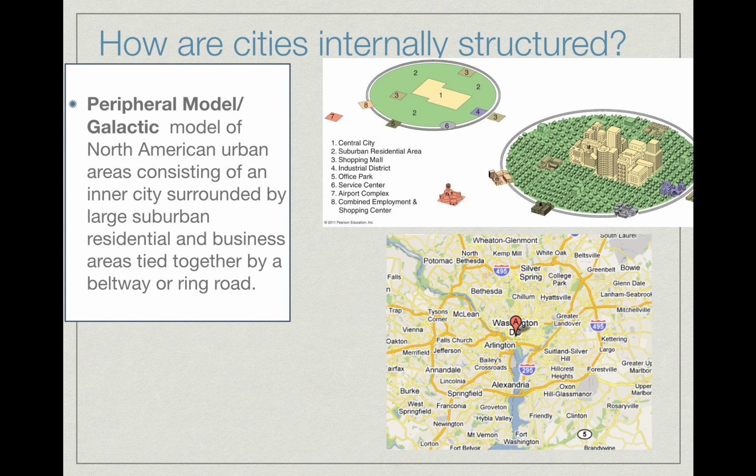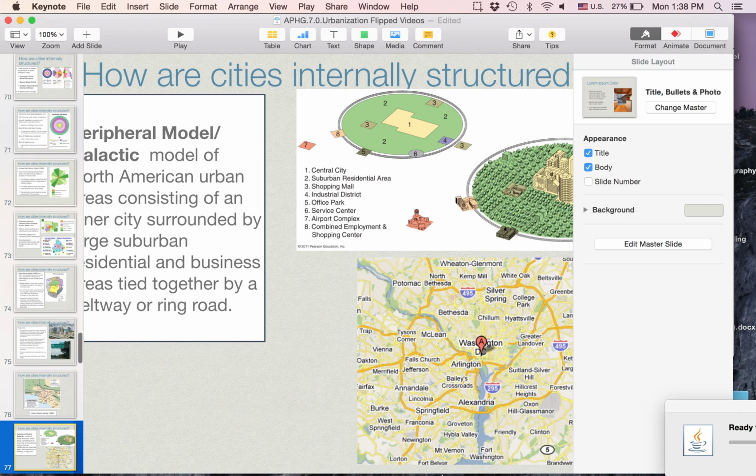To further confuse you, another potentially applicable model is called the galactic model or the peripheral model. I really struggle to say that. The galactic model of North American urban cities dictates that there's an inner city surrounded by large suburban residential and business areas that are tied together by a beltway or ring road. If you have ever had the miserable experience of sitting on the beltway, which is this perfect ring road that encompasses the central city area, then you know that DC has in fact one of these beltways.